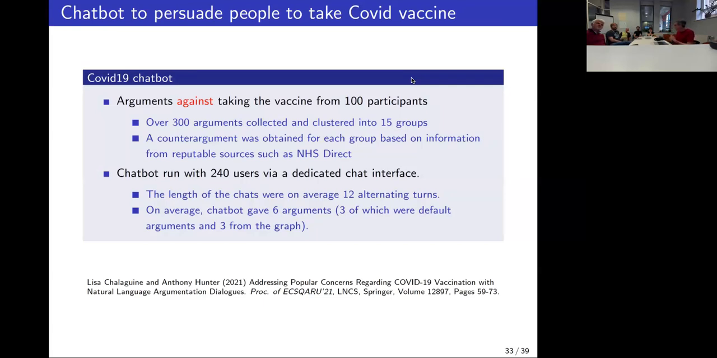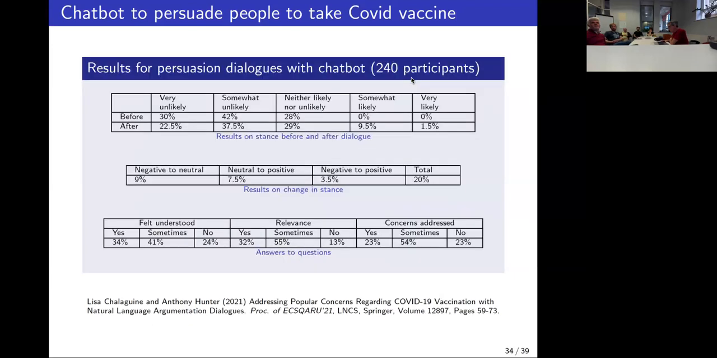With university fees, people have quite a lot to say on it, and there's some kind of sophistication to what people can say. With the COVID case, the kind of arguments people were coming up with were the things that we all heard about. And there weren't that many, really. So the dialogues were shorter, half the length of what we had before. On average, the chatbot gave 6 arguments. And again, it was similar: half were default and half were from the graph.